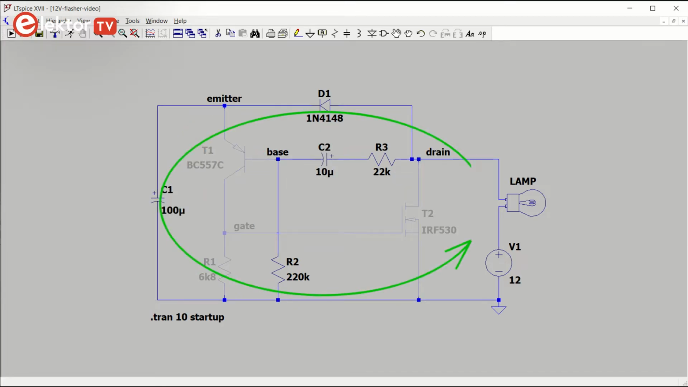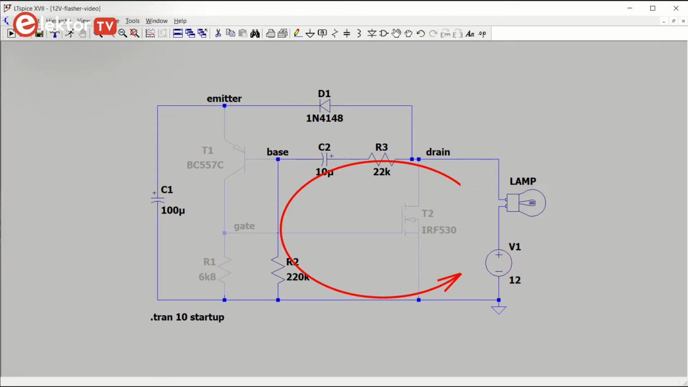C1 charges quickly through D1, making the emitter voltage of T1 go up. At the same time, C2 is being charged through R2 and R3, but the power on transient has lifted both sides of C2 to a voltage of around 11 volts. The positive side of C2 cannot go any higher, therefore charging C2 through R2 means that the voltage on its negative side must drop. This voltage is also the base voltage of T1.